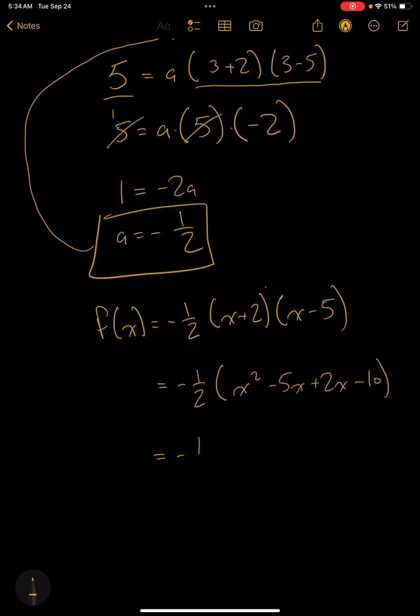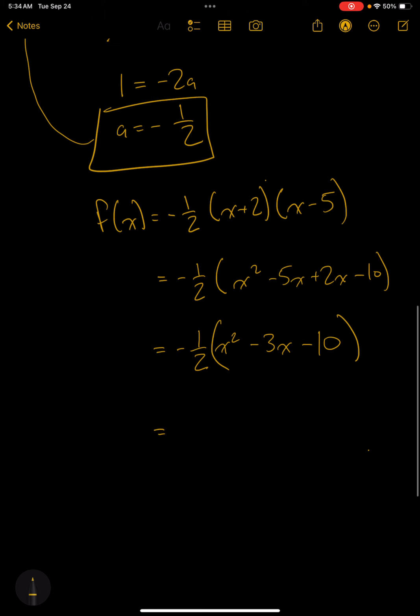So what does that equal to? Minus half (x squared minus 3x minus 10). Okay, and what are we left with? We're left with minus half x squared minus 3 over 2 x, minus, oops, this minus multiplies everything, so we have to change the sign, plus 10 over 2, which is 5. And that is the answer in standard form.